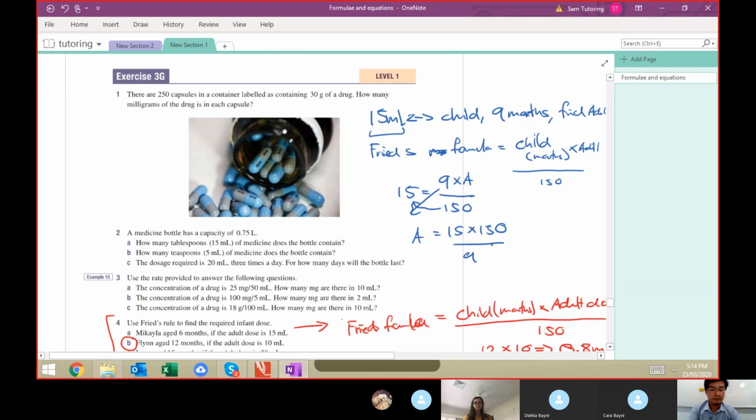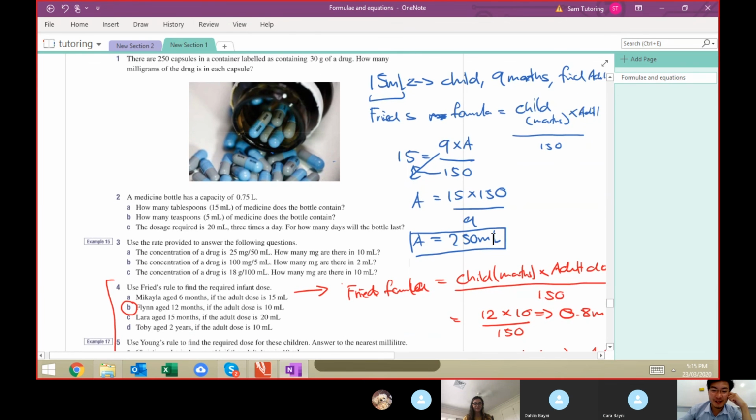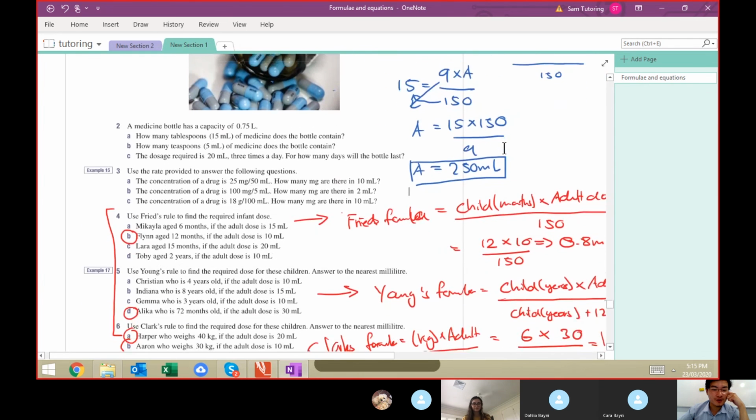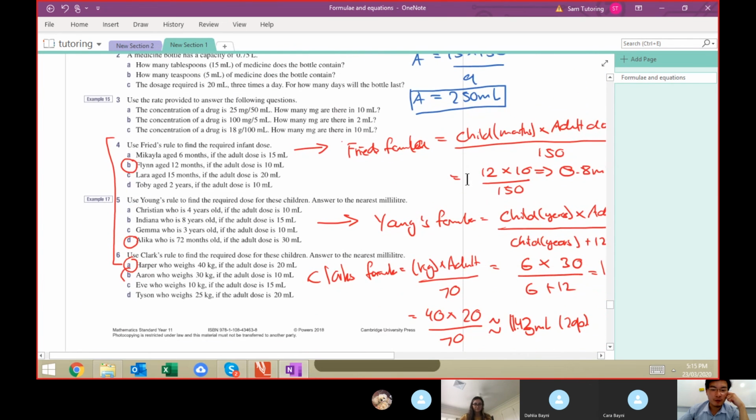What is that? Holy moly, that's a lot. I don't know what type of medicine this is, but the adult gets 250 mils of it. It's like a cup of milk sort of size. Can you believe that? That's crazy. How much medicine this adult has to take? They're very sick. Or the medicine's very, very diluted as well. Okay, so if everyone's happy with that, let's move on to working backwards with Young's formula.